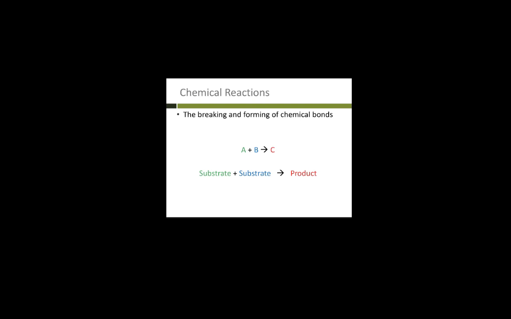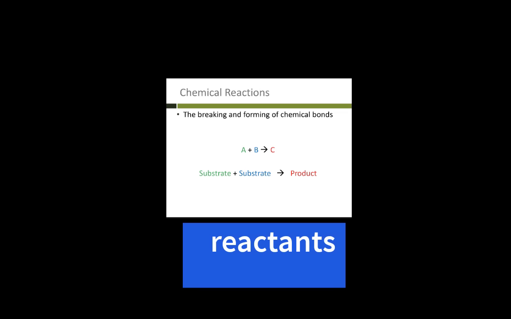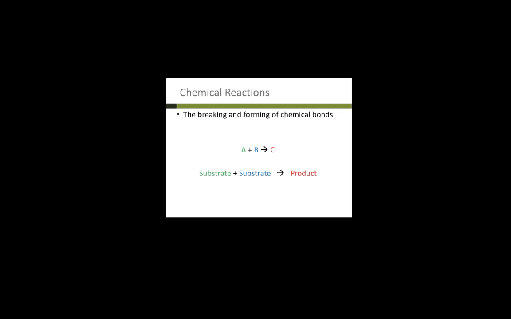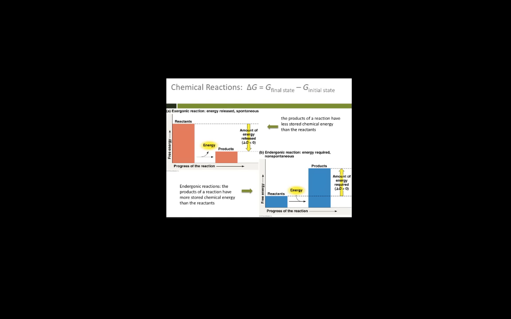Let's talk a little bit about chemical reactions. A chemical reaction is just breaking and forming of chemical bonds. In this scenario, we are forming a bond between two reactants. A and B make product C. A and B are the reactants. C is the product. You can also start with one substrate and end up with two products if you break molecules apart. Remember, chemical reactions are just the breaking and forming of chemical bonds.